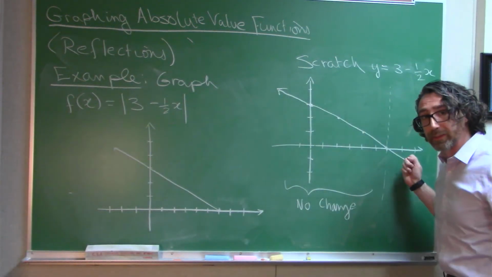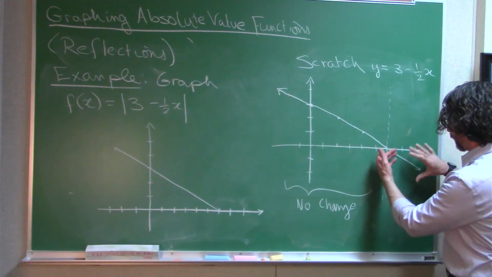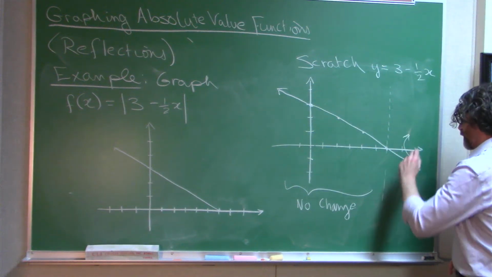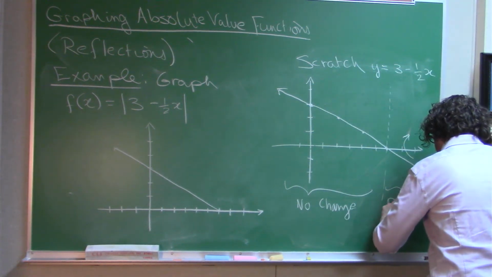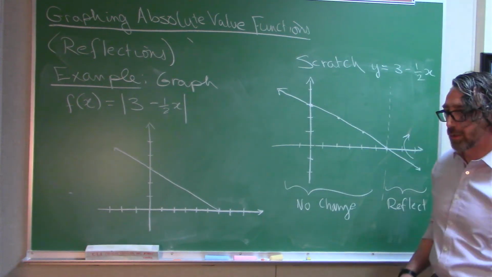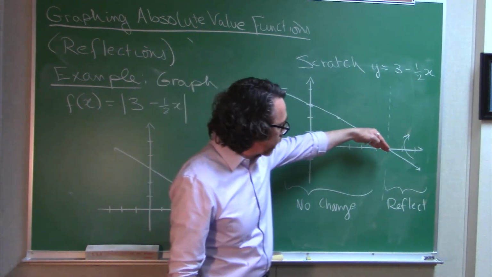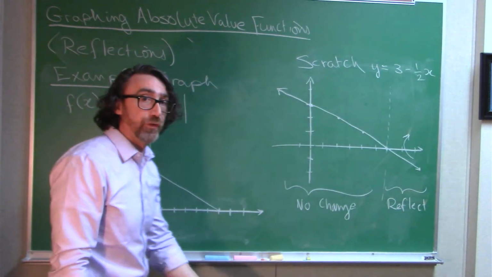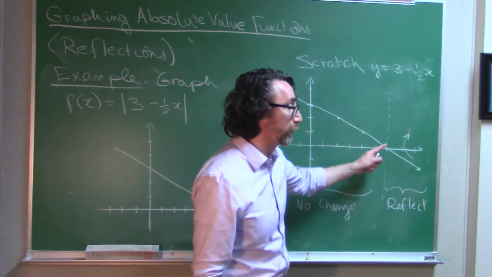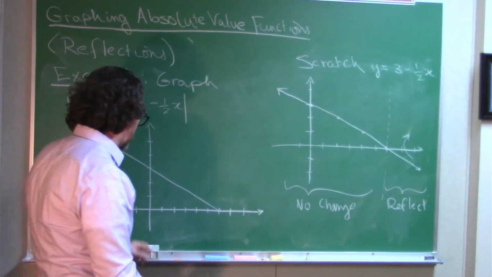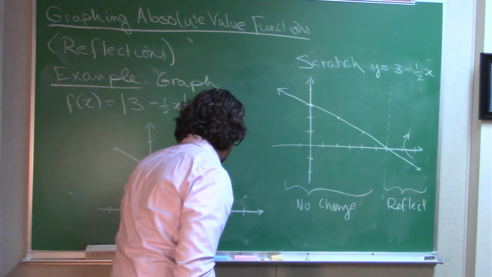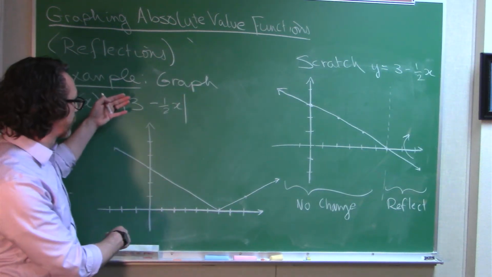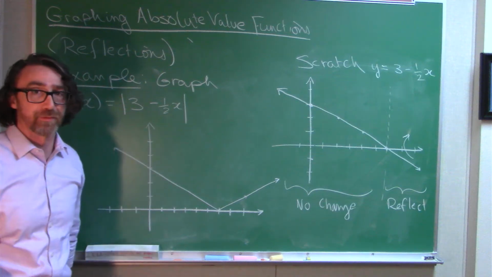Now, over here, in this portion of the graph, if I take the absolute value of this, I would get the positive version. So on this side, we're going to reflect. Instead of going below the x-axis like this, it's going to be going above the x-axis. Instead of having a slope of -1/2 over there, it's going to have a slope of +1/2. So it's going to look like this. All right, so this is the graph of absolute value of 3 minus 1/2 x.